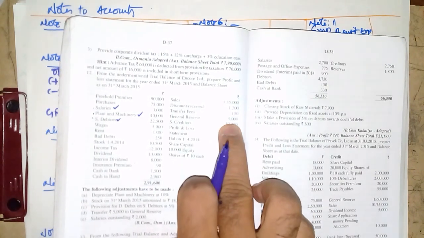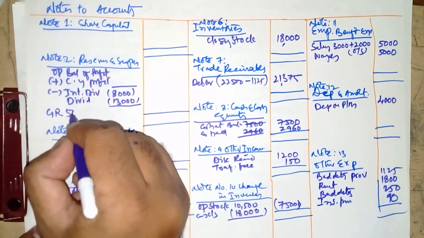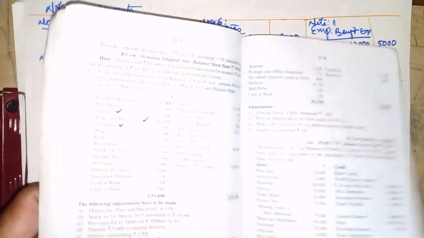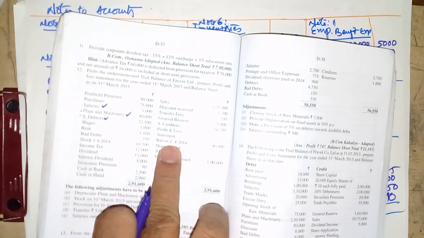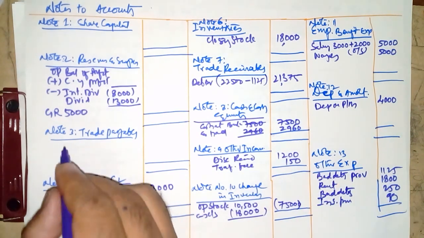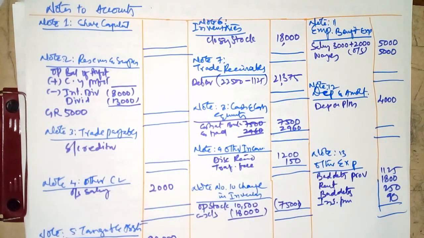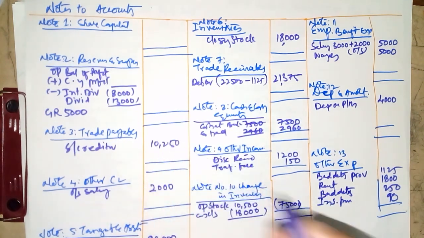Then general reserve. General reserve we have already written. General reserve 5,000 will be written here in the inner column. Next we have some adjustments with regard to the general reserve. And sundry creditors. Sundry creditors is a current liability, so under trade payables it will come. We have already prepared trade payables, sundry creditors. What is the value of sundry creditors? 10,250. I have written 10,250 sundry creditors.